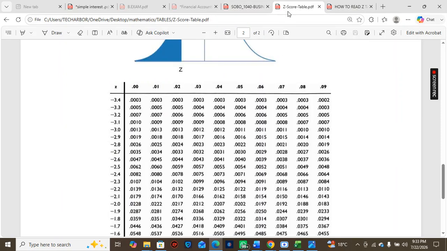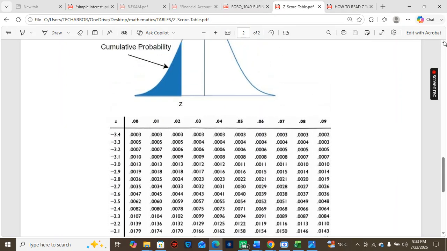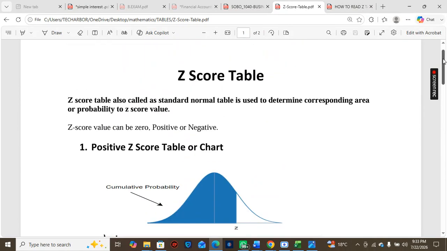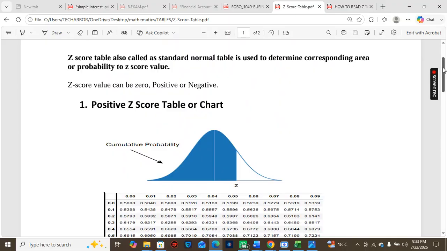So, this is the graph we'll be using, our Z-score table. This table will be handed to you in the exam. Now there are two types of graphs. You just see which place is shaded. Have you seen this blue shaded area? Yes, this is the area to the left graph.